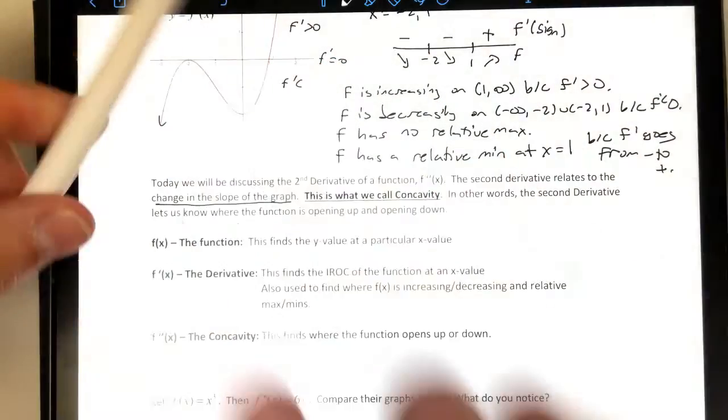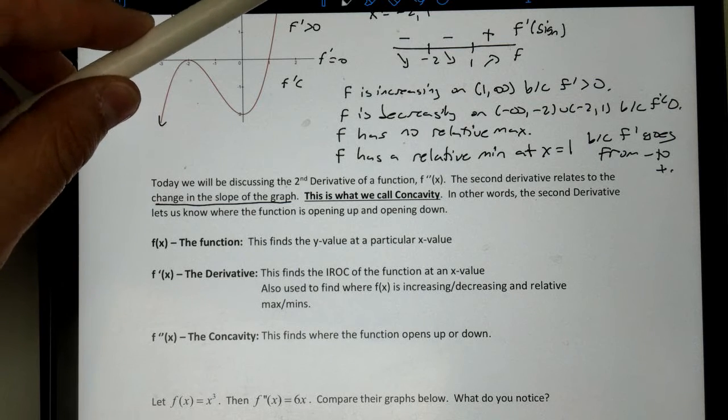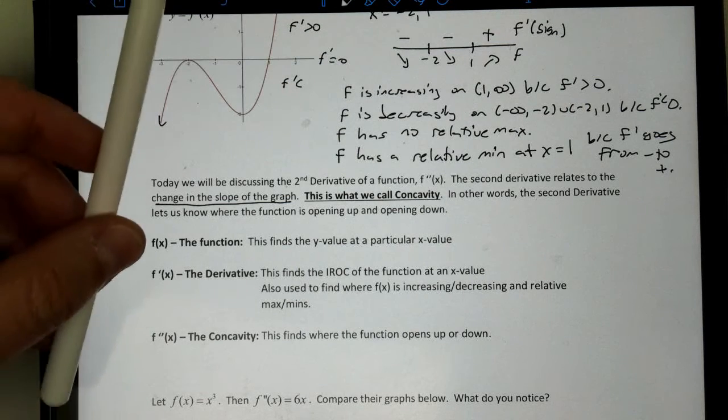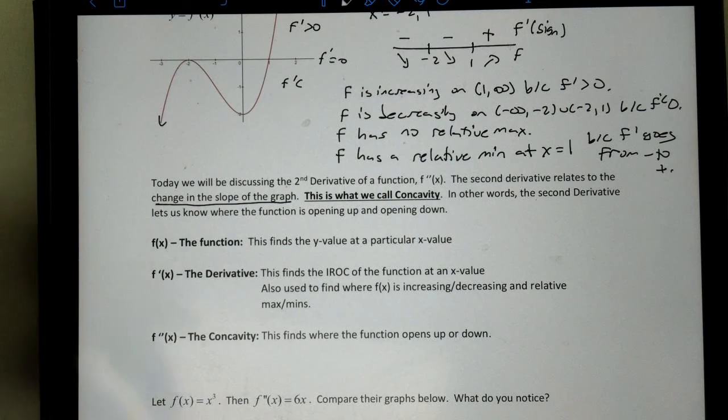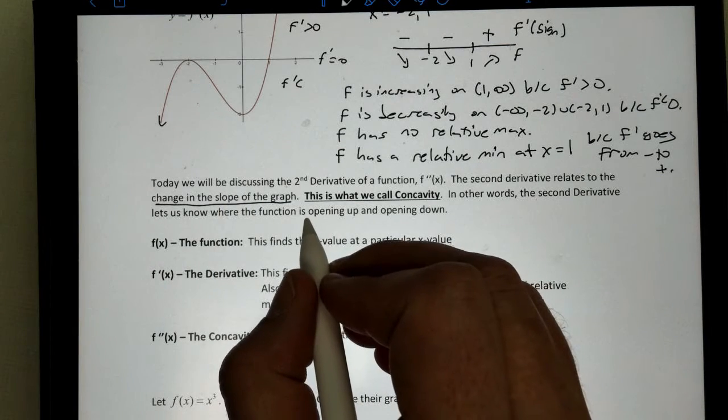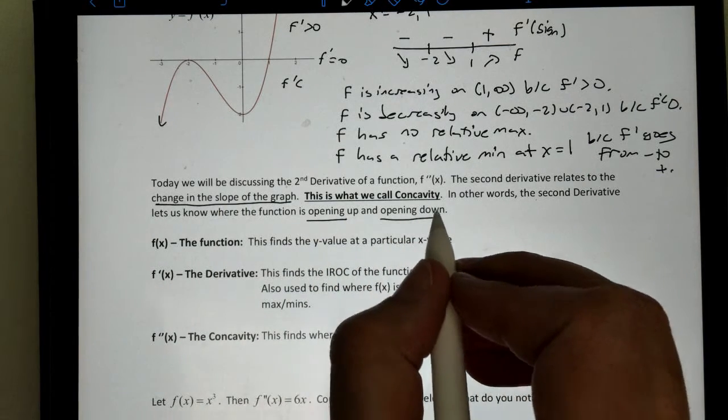If our slope goes from positive to negative, what we say is that the slope is changing here, and we're going to get something called concavity. In other words, the second derivative lets us know where a function is opening up and opening down.